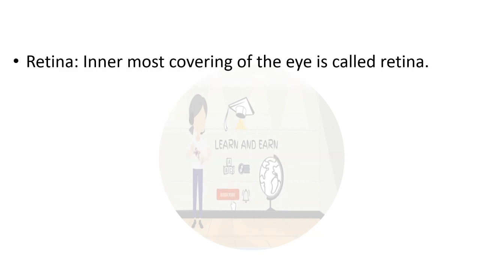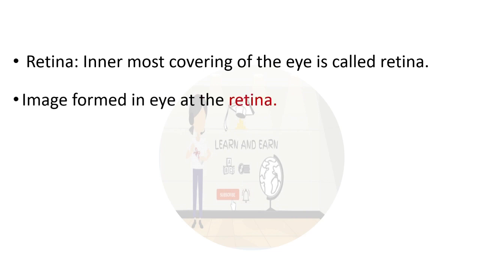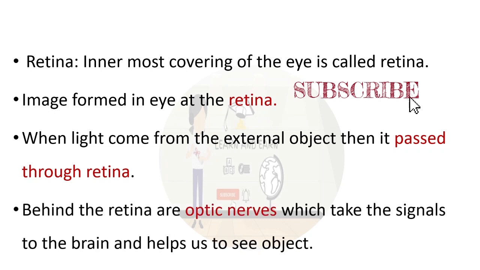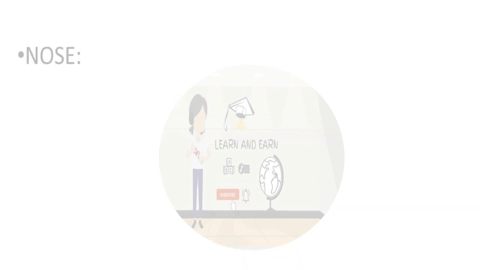Retina, the third part, the innermost covering of the eye, is called retina. The image is formed in the eye at the retina. When light comes from the external object, it passes through the lens. Behind the retina are optic nerves which take the signals to the brain and help us to see the object.